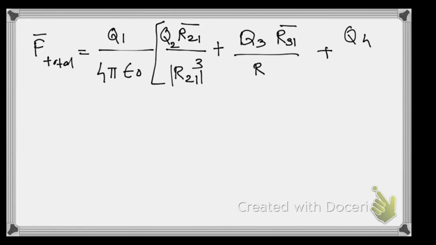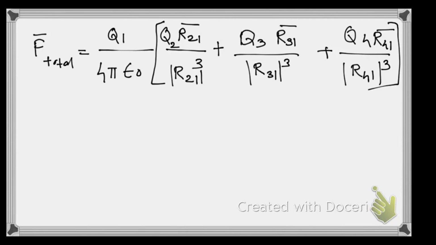So it is R31 vector divided by magnitude R31 raised to 3, divided by R41 vector and R41 raised to 3. Okay, then we will find out what are the values of all the charges.